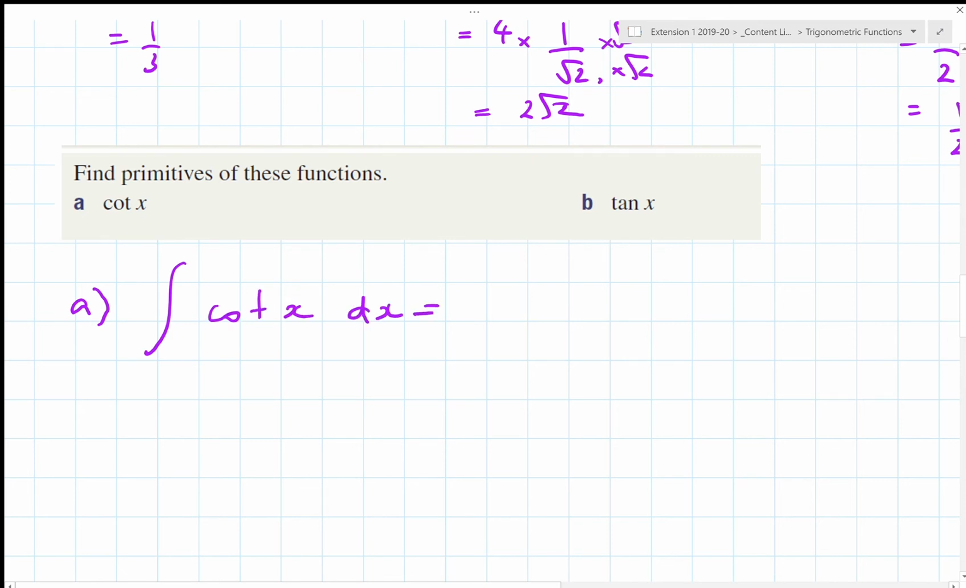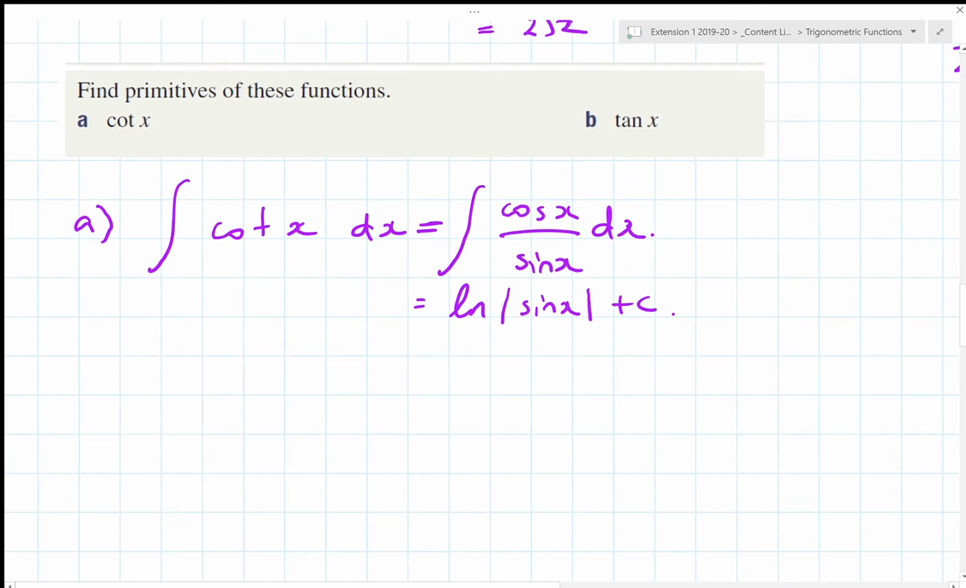So the first thing you do is you rewrite cot. Tan is sine over cos, so cot is cos over sine. And then you notice that the derivative of the bottom is the thing on the top, like I was saying with log. It's a fraction, and the derivative of the bottom is on the top. So it's a log, and it's the log of the absolute value of sine plus c.